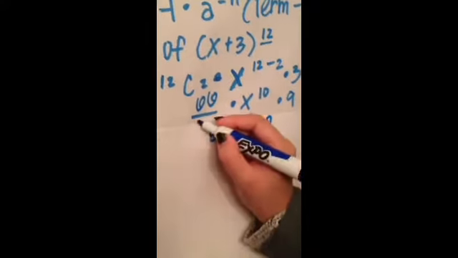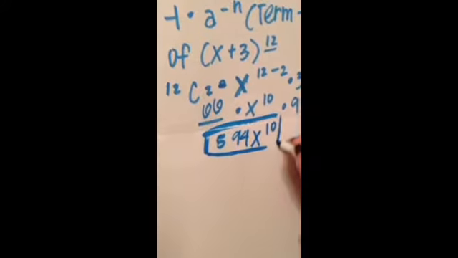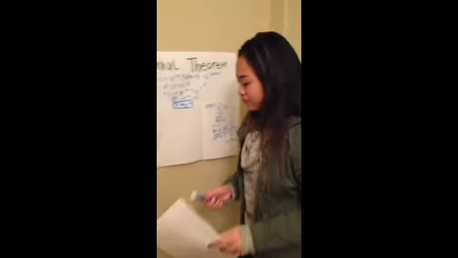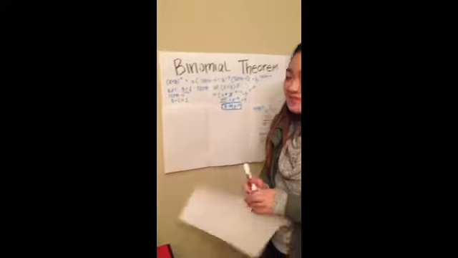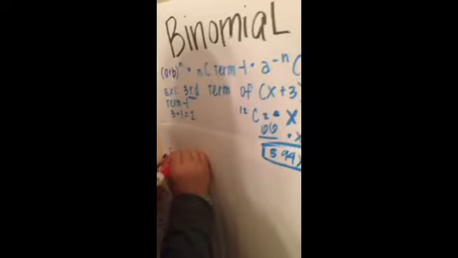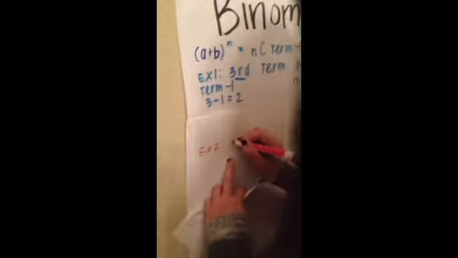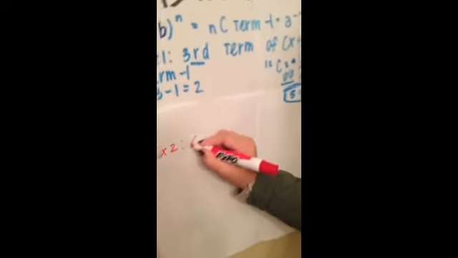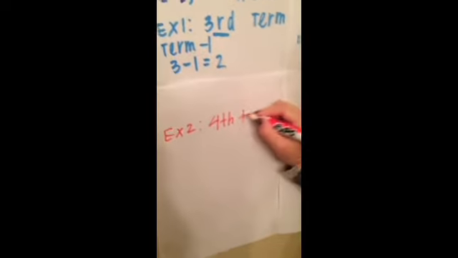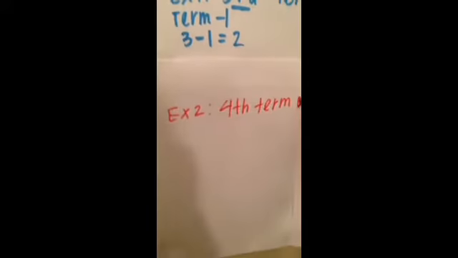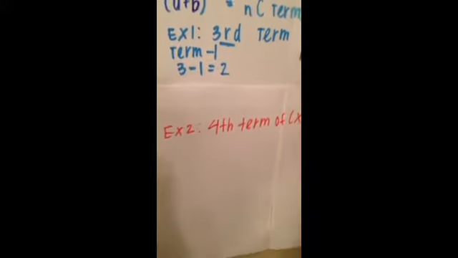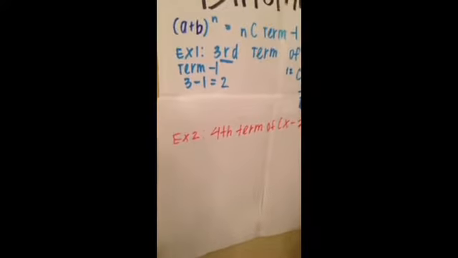And that is the answer. So now we want to do a second one, just so you guys can grasp the concept. So example 2. Let's try the fourth term of (x - 2) to the fifth power.